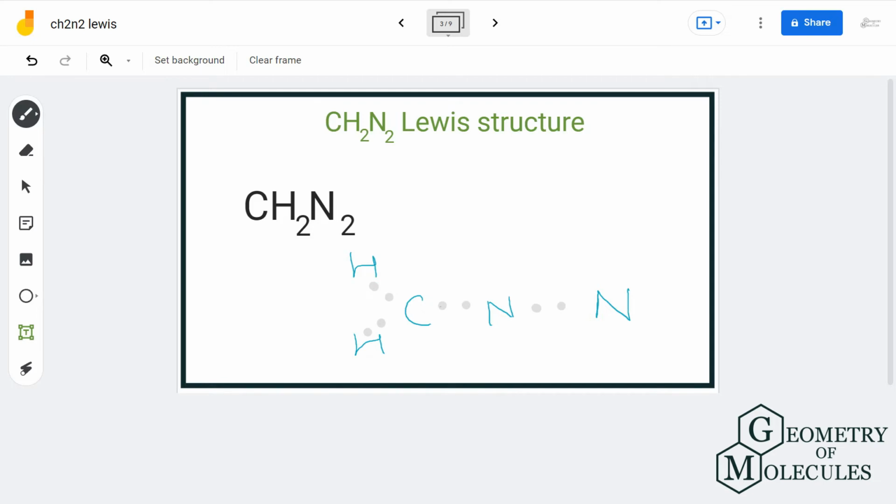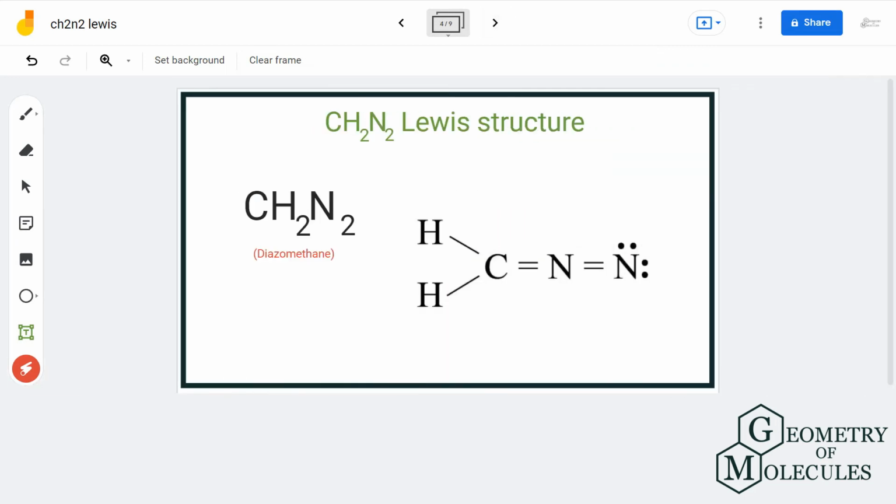If we put 2 electrons around central nitrogen atom, the octet of carbon and this nitrogen will be complete. We are left with 4 more electrons which will be assigned to the terminal nitrogen. Now if we see, the octet of each and every atom is completed. And this is the second possible structure having formula CH2N2. The name of this compound is diazomethane and this is its structure.